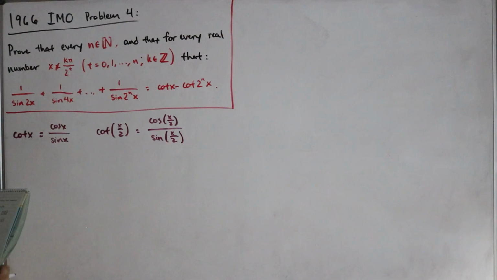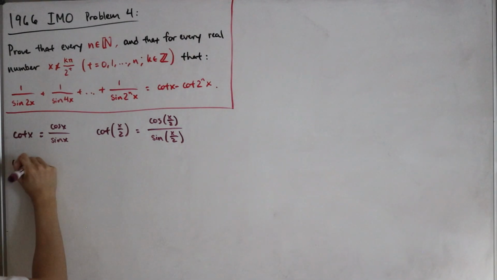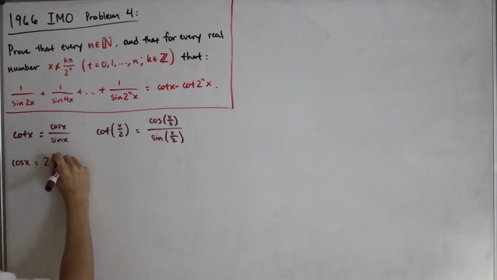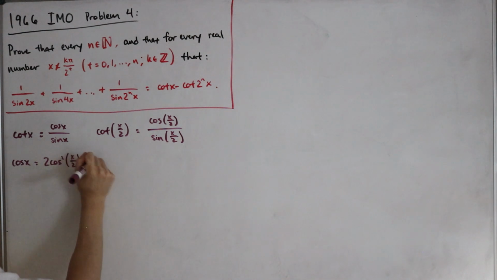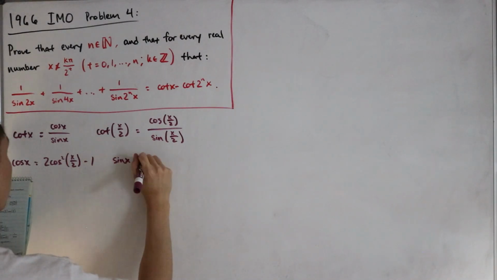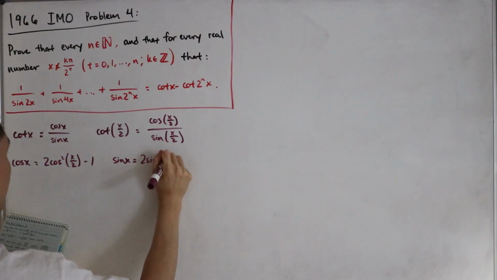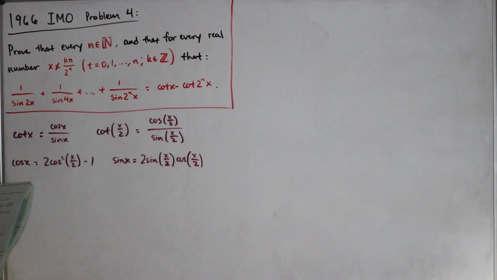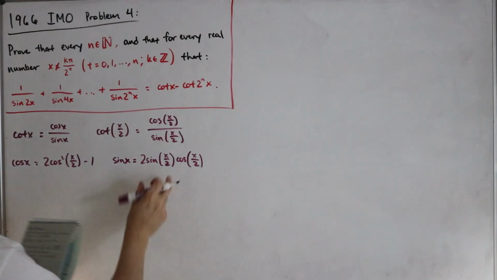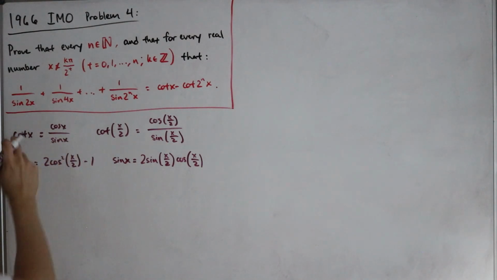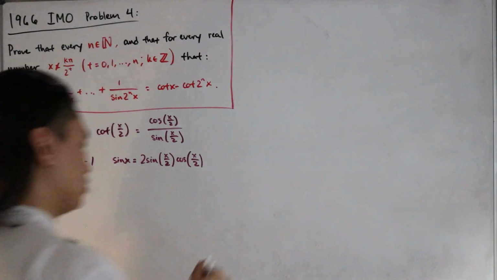Okay, so using the half-angle identities, we know that cosine of x is equal to 2 times cosine squared of x divided by 2, subtract 1, and sine of x is equal to 2 times sine of x divided by 2 multiplied by cosine of x divided by 2. Okay, so we have those pieces. So sine and cosine, we can just plug back into our cotangent definition. So let's do that.